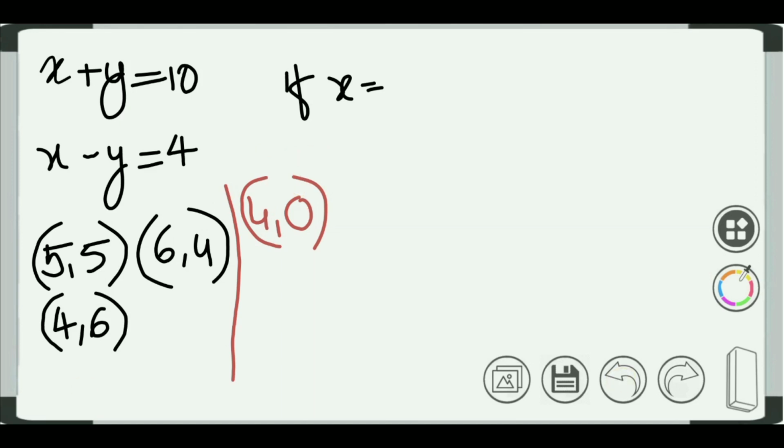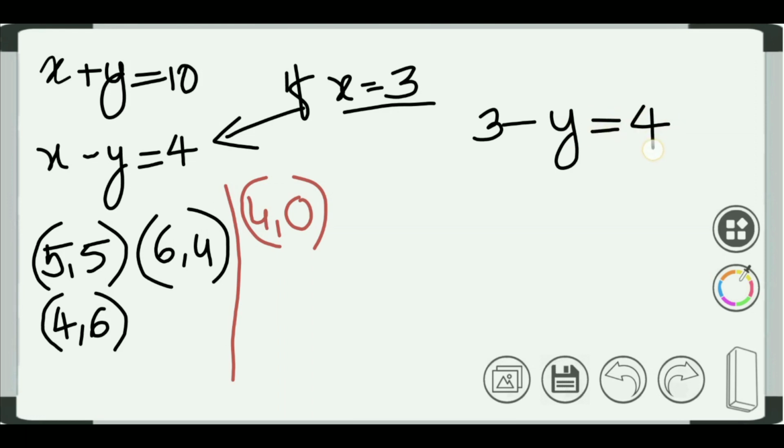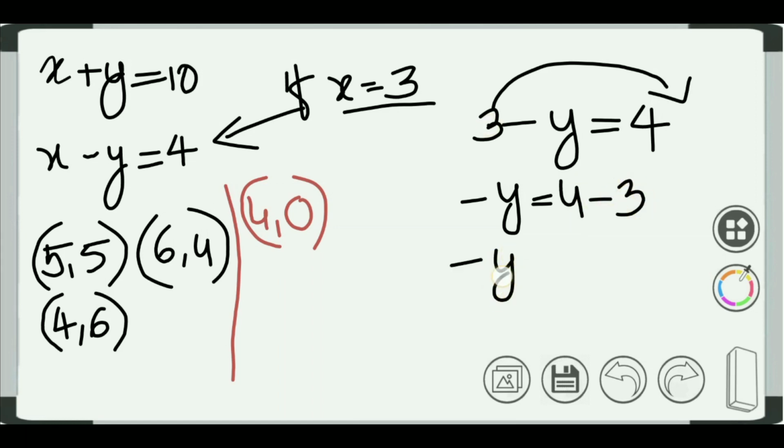So the next. Now I am taking, suppose x is equal to 3. What is y? I am substituting x is equal to 3 in second equation. 3 minus y is equal to 4. I am taking this 3 this side. Minus y is equal to 4. Plus 3 will become minus 3. Minus y is equal to 4 minus 3 is 1.